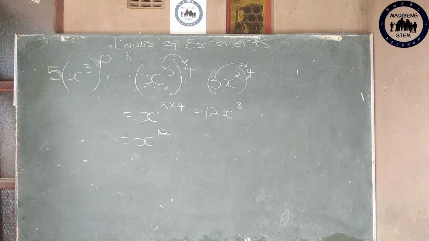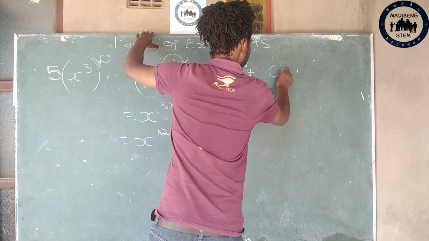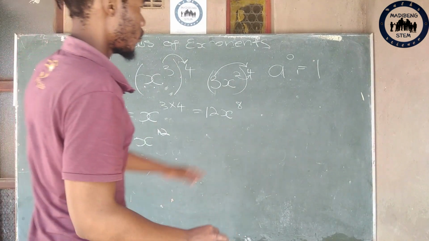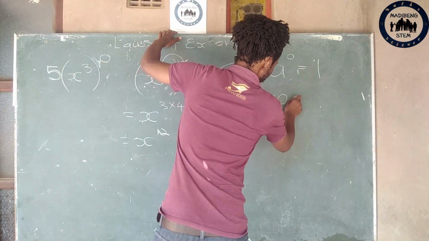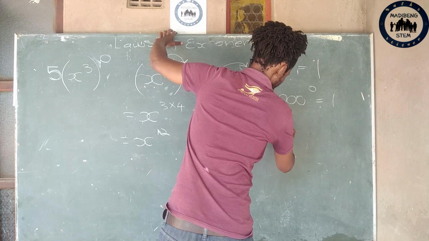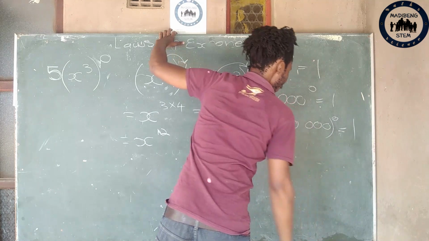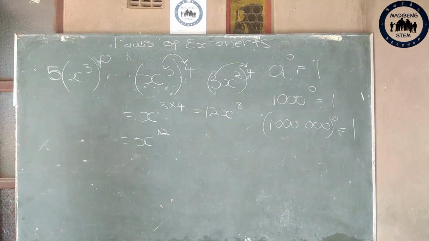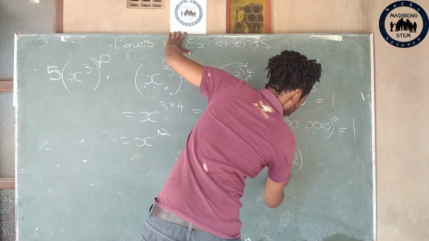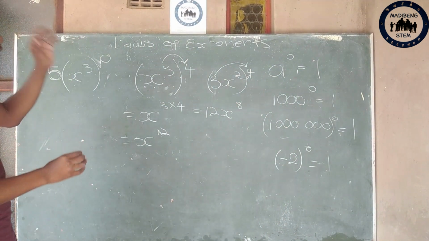What is this? I didn't show you this law. Anything to the exponent of 0 is equal to 1. Any number to the exponent of 0 is equal to 1. 1000 to the exponent of 0 is equal to 1. 1 million to the exponent of 0 is equal to 1. Negative 2 to the exponent of 0 is equal to 1. So anything to the exponent of 0 is 1, guys.